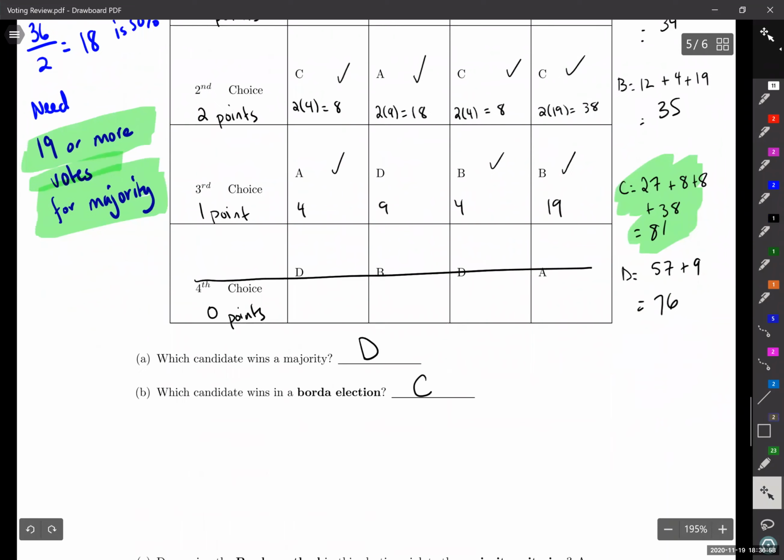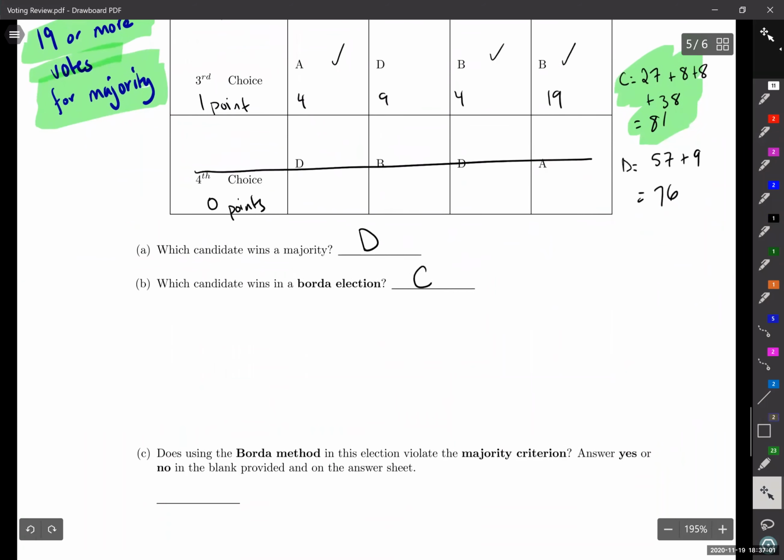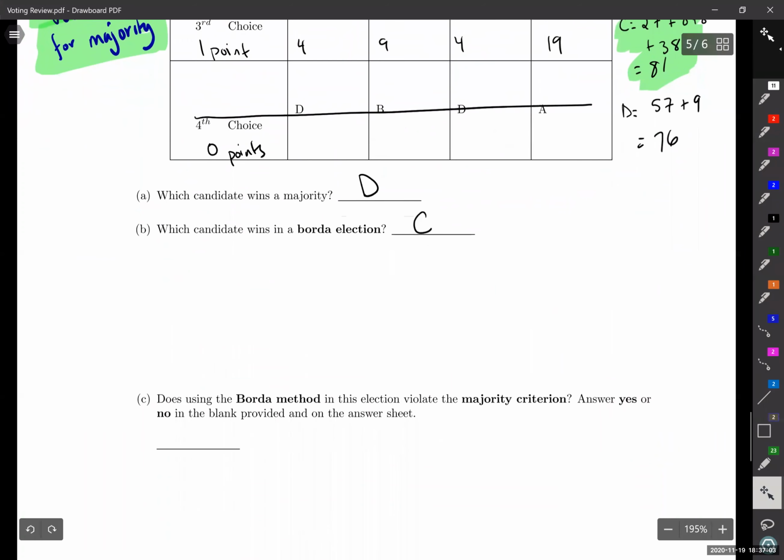Now, one of the things we learned in class is the idea that sometimes the Borda method violates the majority criterion. The majority criterion is if a majority of people want something as their first choice, that should be the outcome of the election. That's just one of the criteria in voting theory. And in this case, I think the Borda method fails, right? Because D did win the majority, but it lost the election. So this is an example of it failing.